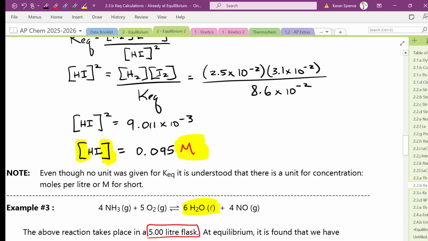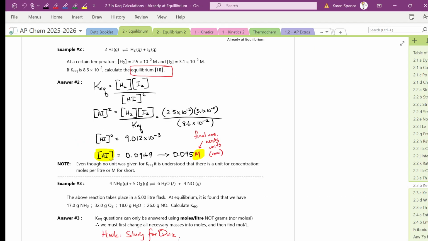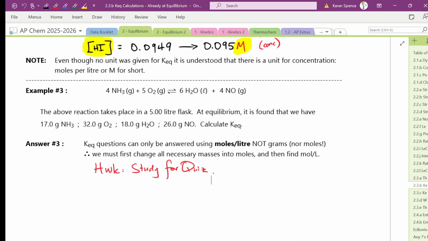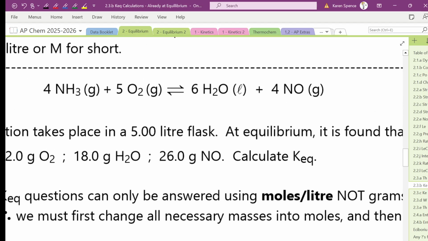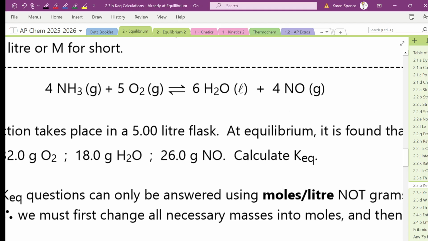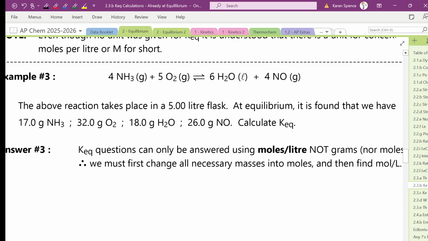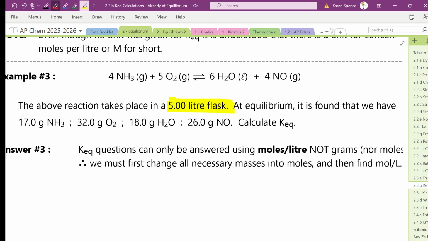All right. Example 3, and I'm going to have to switch my other one because I accidentally used your guys' for theirs. So here we are, example 3. We have this reaction with 4s and 5s and 6s and 4s. We are told that it takes place in a 5-liter flask. And we are told the masses: grams of NH3, grams of O2, grams of H2O, and grams of NO. And we are asked to calculate the KEQ.